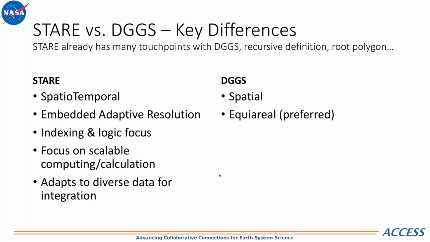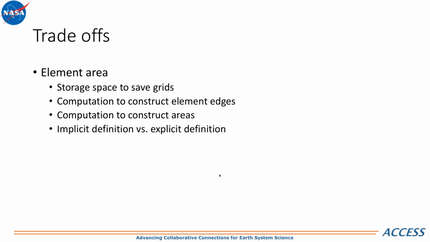We have a focus on indexing and logic for selection and distribution across parallel computing resources. And we are really focused on adapting our system to diverse data. So in some sense, the spatial ID and the temporal IDs adapt to the data and contain information about the data to help us perform that set logic.